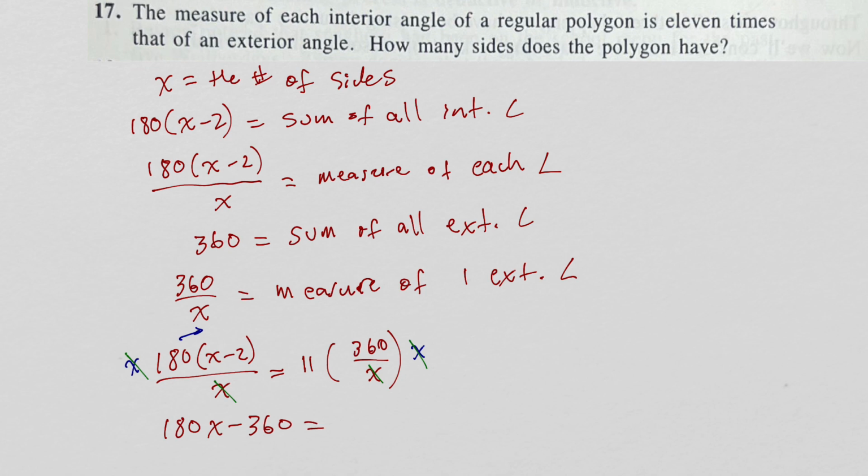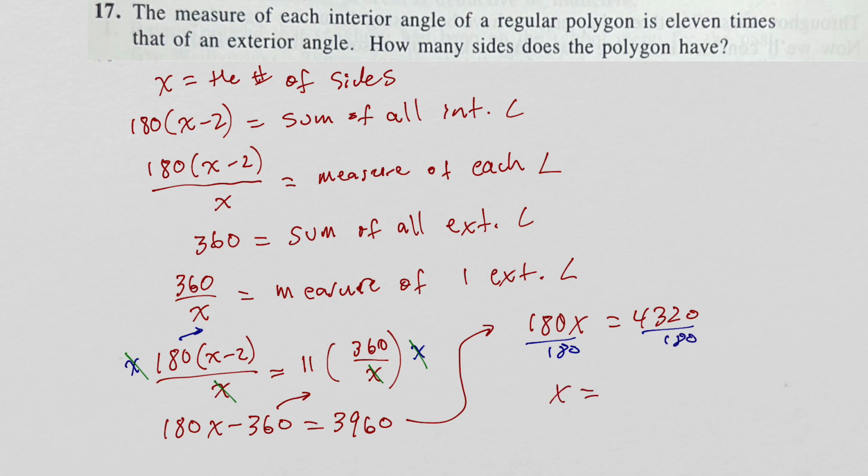I'll do that on a calculator. That's 3960. Now I'm going to bring this over by adding it, so 180x is equal to 3960 plus 360, which is 4320. Then I'm going to divide each side by 180, so x is equal to 24. So there are 24 sides. Let's do that over here.